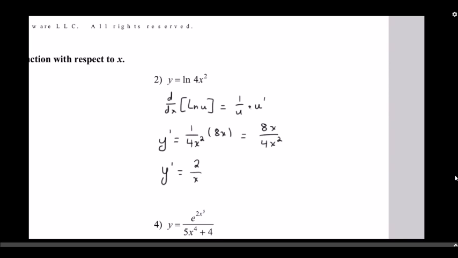Well, we'll keep it like that. There is another way this could have been done. You could have used properties of logarithms, but I'll save that for question 7 or question 8 to use properties of logarithms.